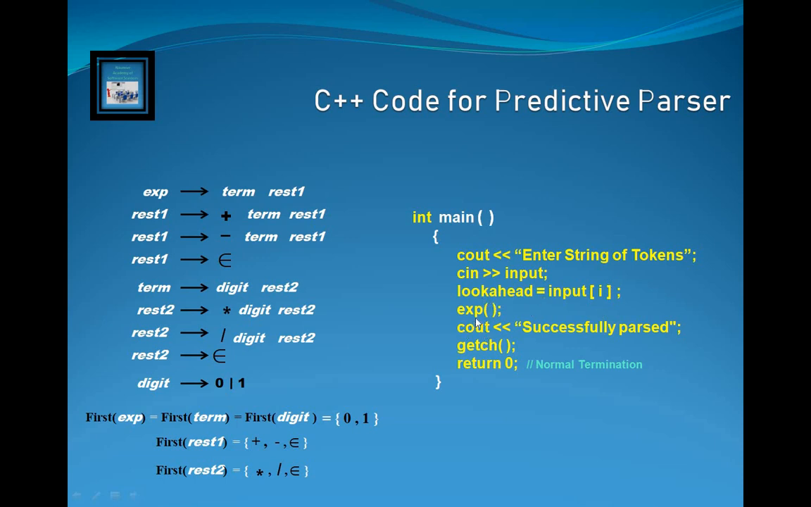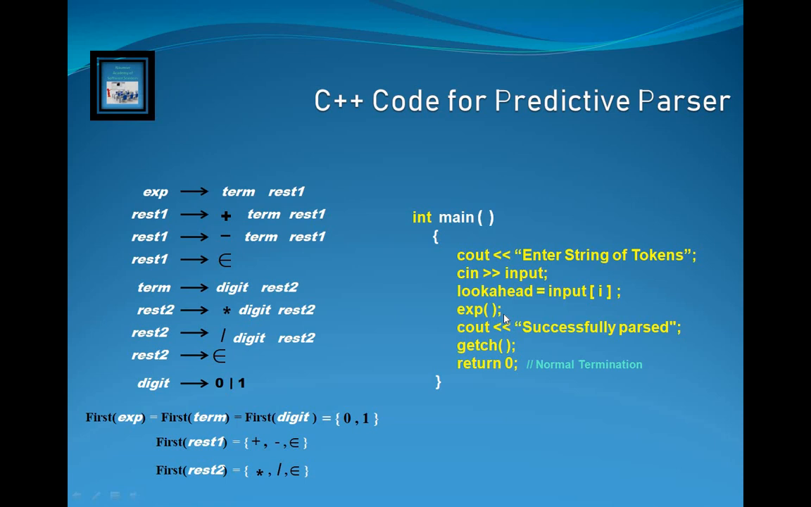Okay, and after that the expression function is called. Why is the expression function called? Because exp is the start symbol of the grammar. We are using the predictive parsing approach, and in predictive parsing the tree is always made from the root node. So we are going to call the root node.